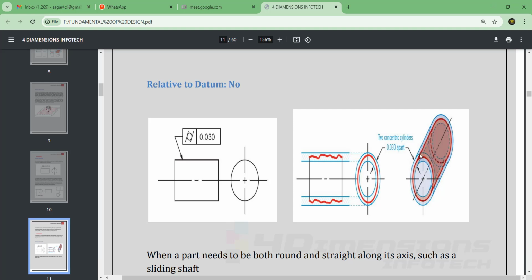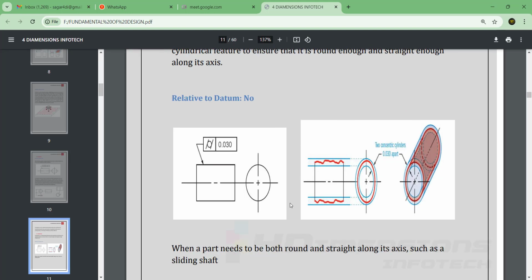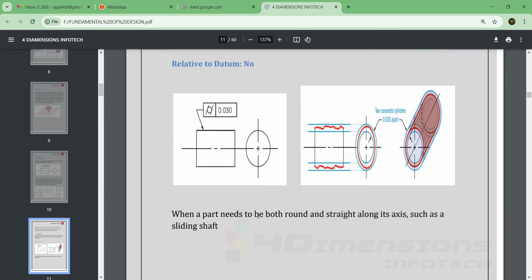So now cylindricity is measured not only according to cross section but also the total surface of the cylindrical shape. So cylindricity refers to a part which needs to be round and straight along its axis, for example, such as a sliding shaft.